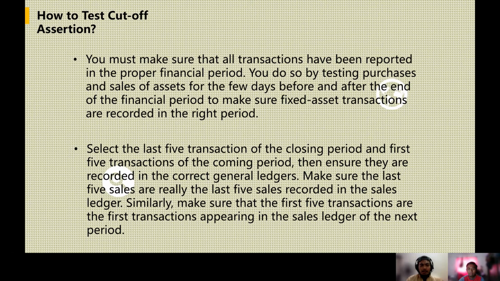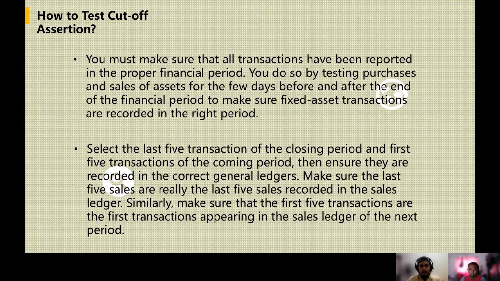This can be categorized as cutoff. For the second test, select the last five transactions of the closing period and the first five transactions of the coming period. Then ensure they are recorded in the correct general ledgers. Make sure the last five sales are really the last five sales recorded in the sales ledger. Similarly, make sure that the first five transactions are the first transactions appearing in the sales ledger of the next period.